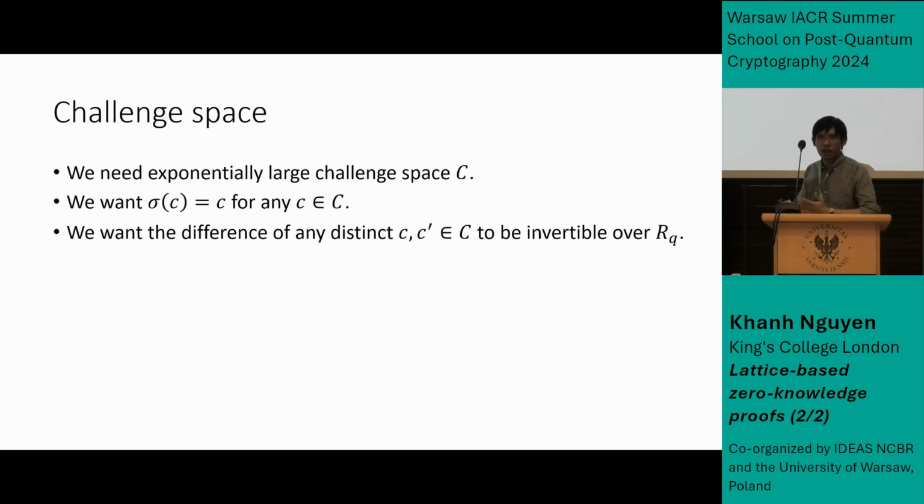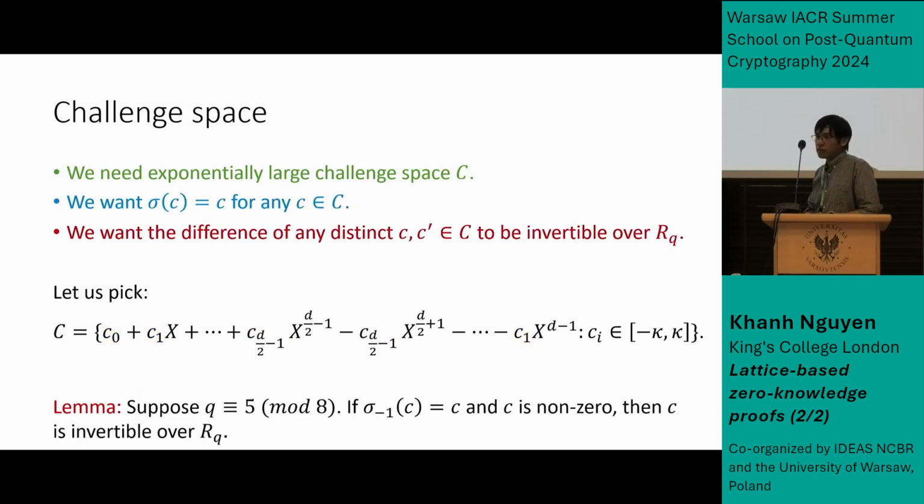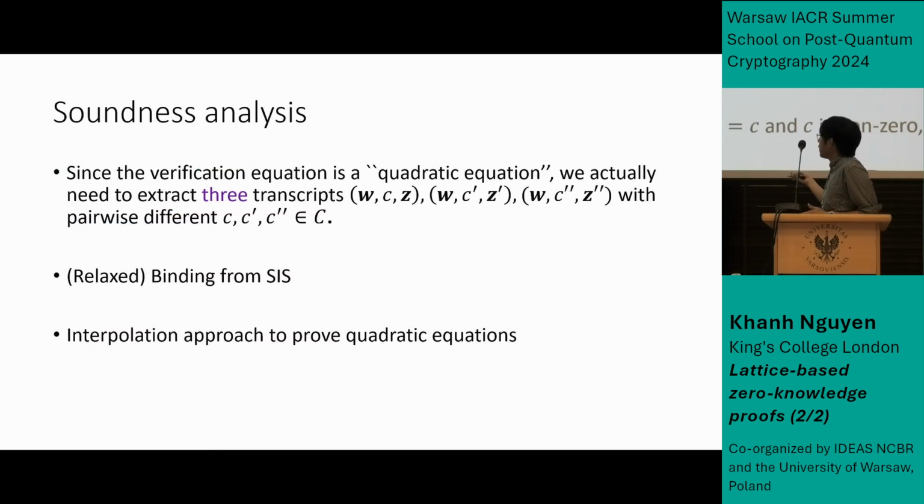For the challenge space, as before, we need an exponentially large challenge space. We want sigma of C to be equal to C. We want the difference of distinct elements to be invertible for the same reasons as before. So we pick this nice challenge space, but I'll just skip it. It has this nice structure, so that it's stable under the automorphism. We will also show that, at least in this particular case, if it's stable and non-zero, then it's invertible over RQ. Let's just skip it due to time.